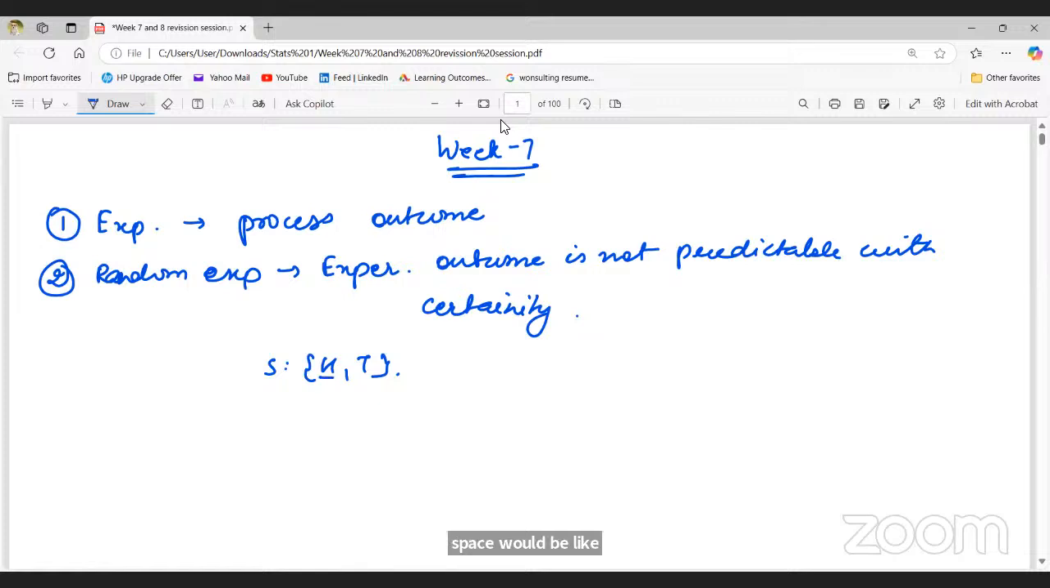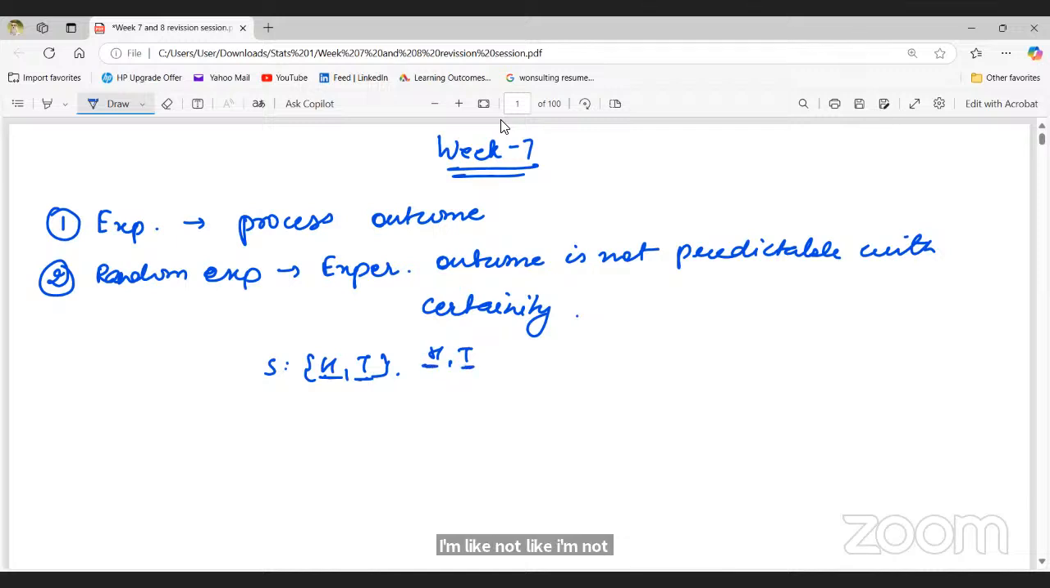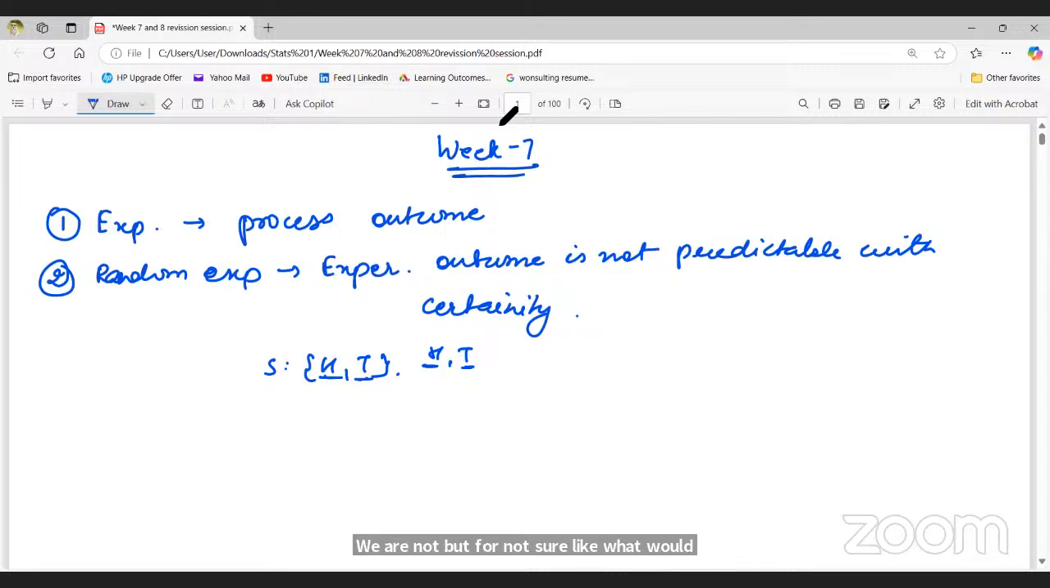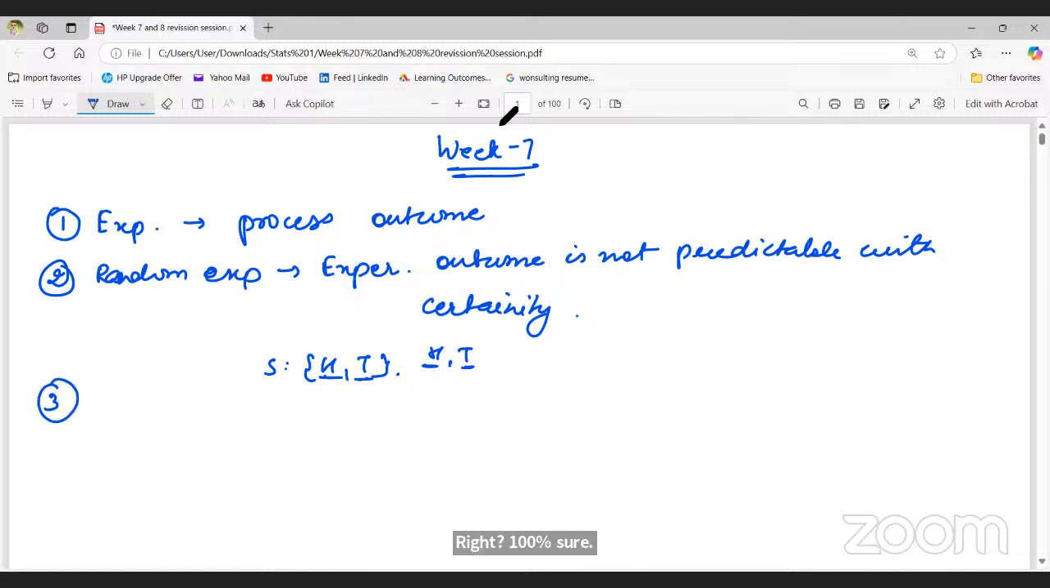Sorry, my outcome would be head and tail, right? But when I'm tossing a coin, we are not sure which side of the coin will occur, whether I will have a head or a tail. I'm not saying in a certain way that I would have a head or a tail. So that's why this is a random experiment. We have a 50% chance that it would be a head or a tail, but we are not 100% sure what the outcome will be, right?